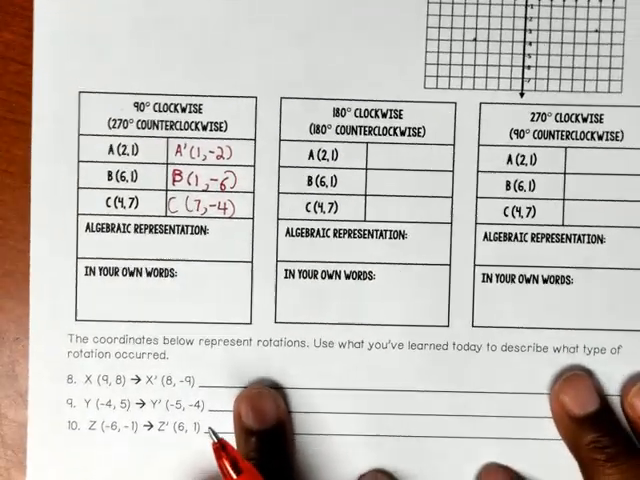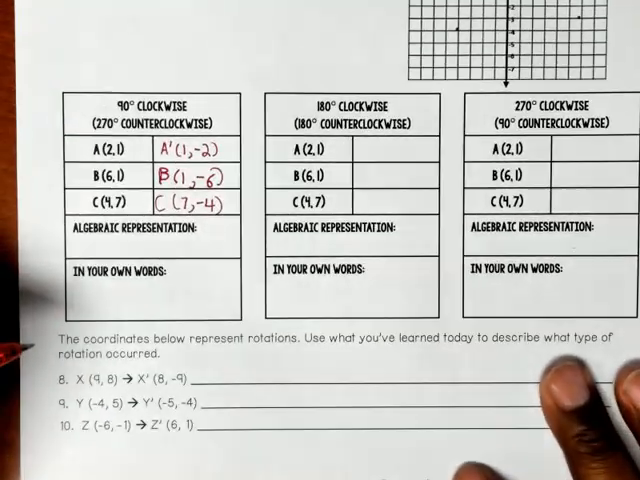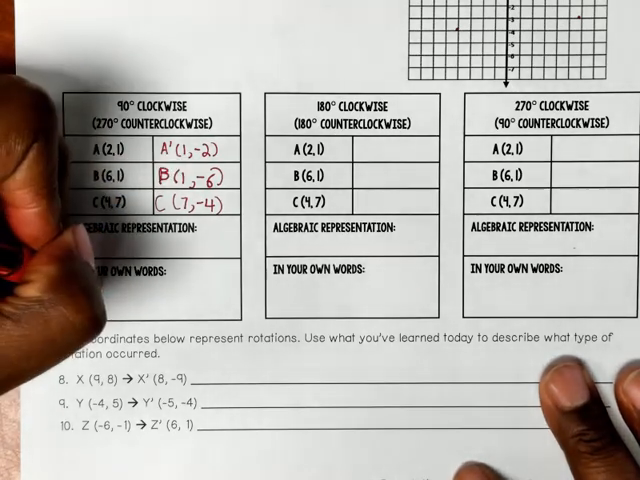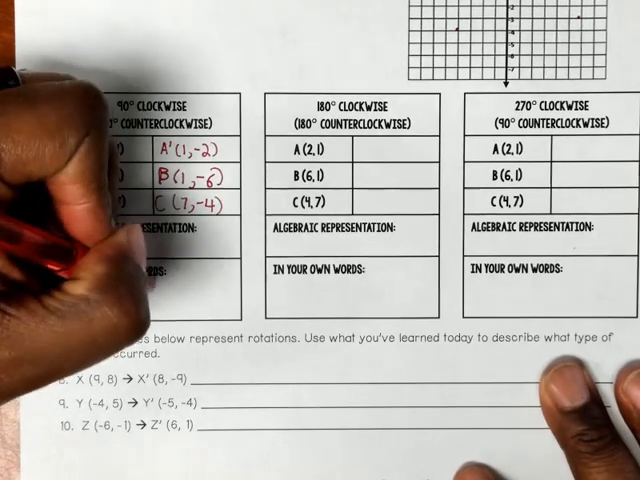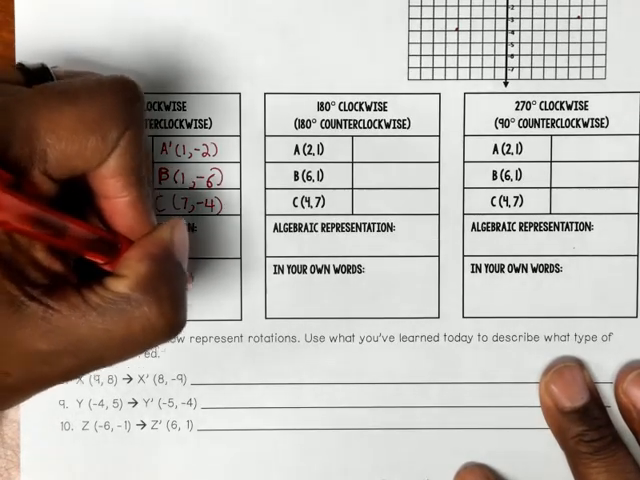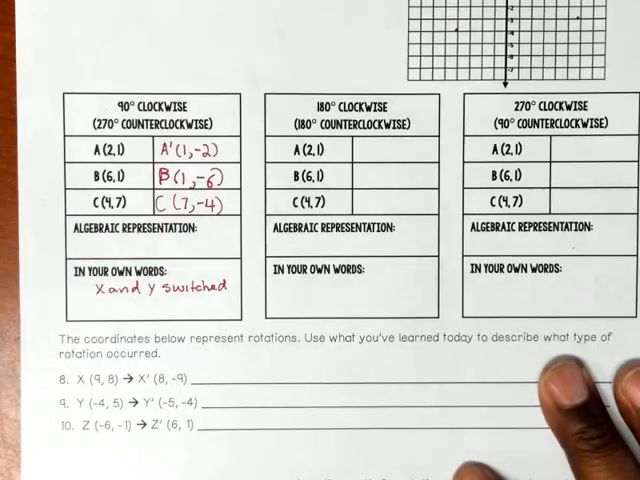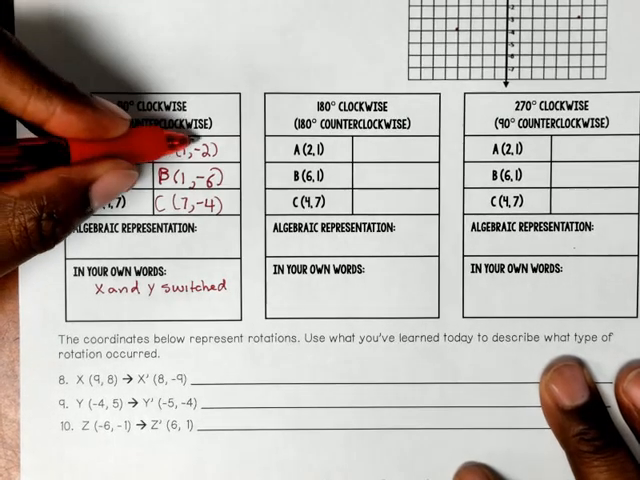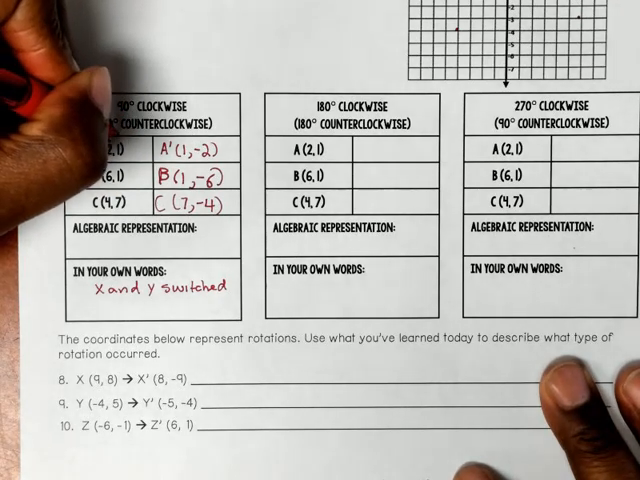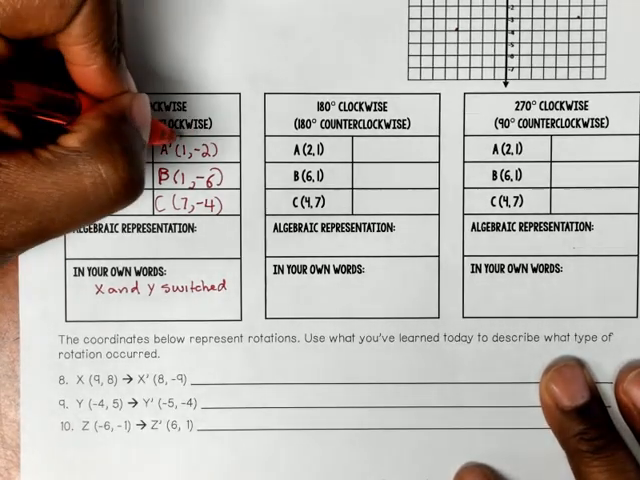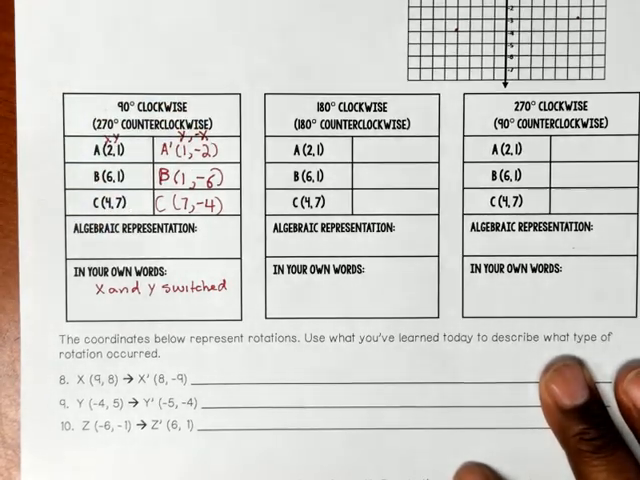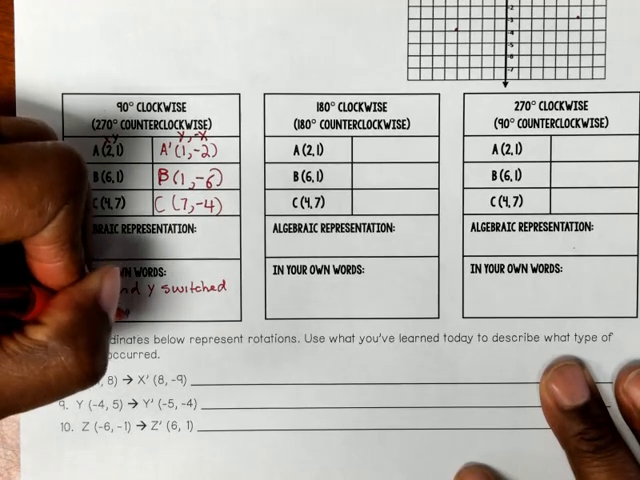So now from there, in our own words, what happened from our original, which is x, y, to our new? Well, it looks like x and y switched places. I'm just going to write switched. Okay, and then the x value became opposite. So 2 went to the y spot. So if this is x, y, then y switched places, and then the x value turned opposite. So x becomes opposite.